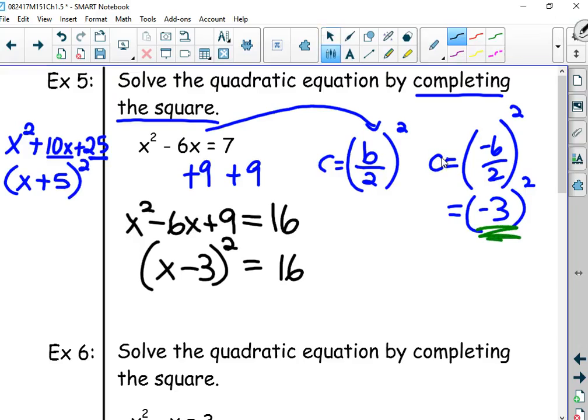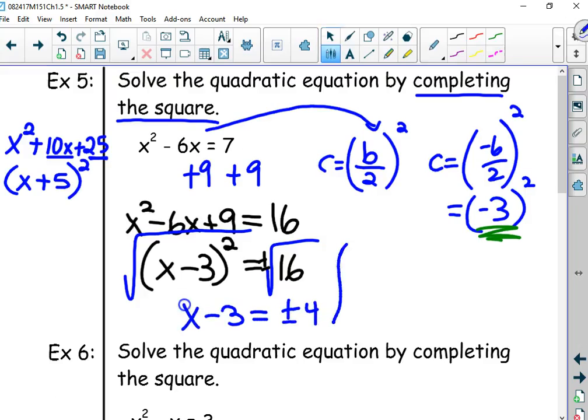The reason we do this is now it's easy to solve. We're just going to take the square root of both sides, plus minus on the number. So on the left-hand side, we get x minus 3. On the right-hand side, plus minus 4. That gives us 2 answers. We get x minus 3 equals 4, and x minus 3 equals -4.